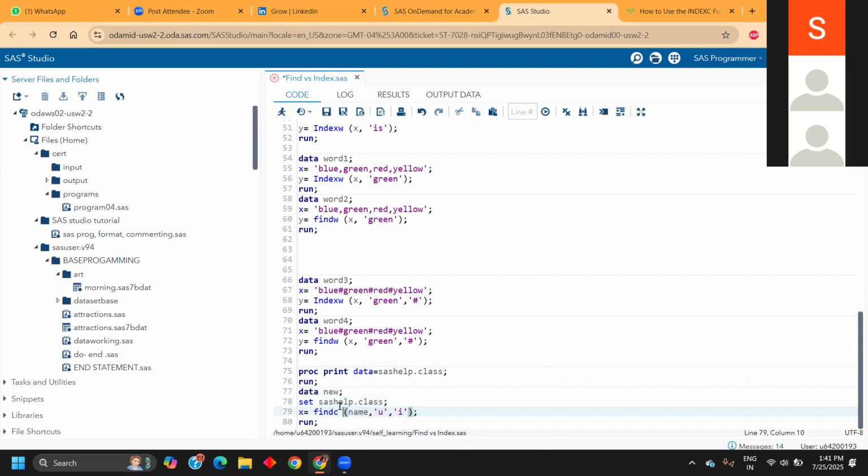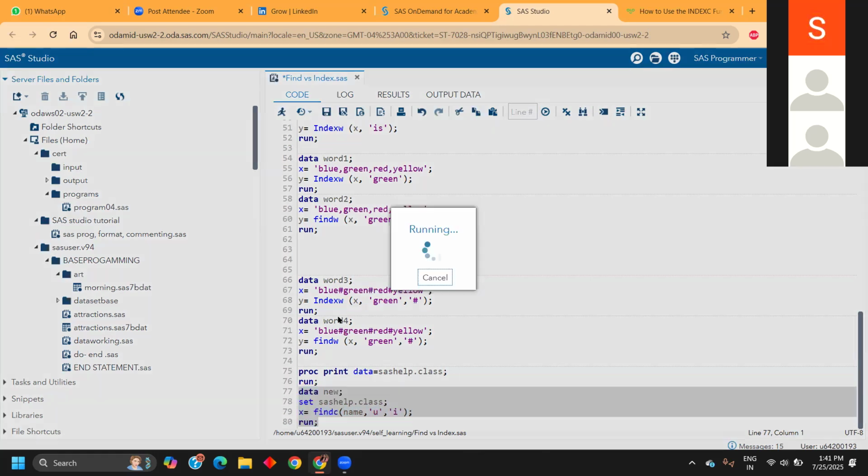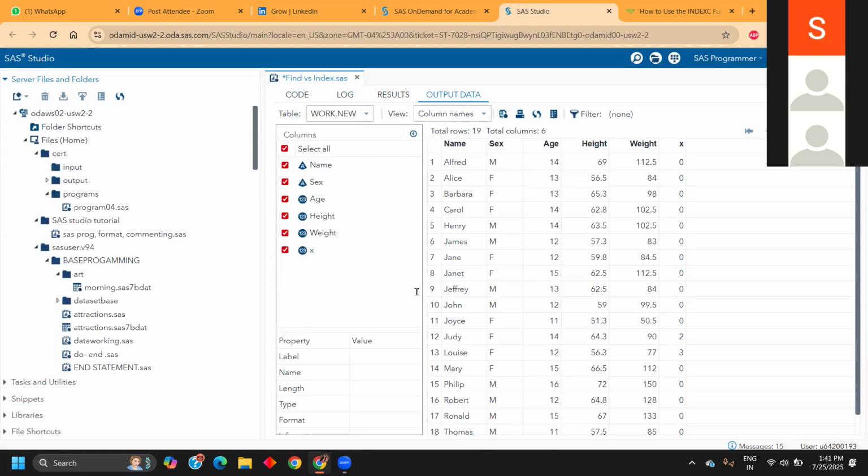Use F3, ma'am, not the run button. Select this and use F3 every time. Just F3. What did you get? The position of U is 2 in this 12th observation.